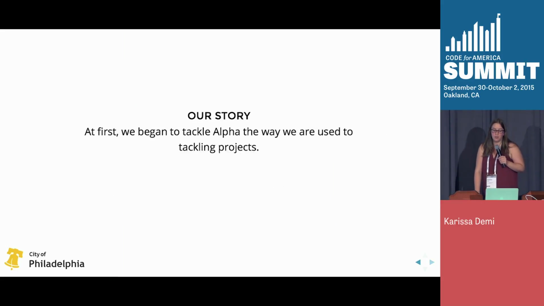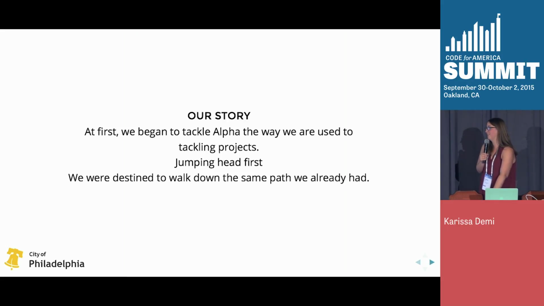So a little bit about how alpha.phila.gov came about. We sort of started to tackle projects the way that we are used to doing, and we would just kind of jump headfirst directly into the project. My images apparently aren't there. It was a guy jumping into a water, but he's not there, so ignore that. It just says jumping head first. That's the alt text, which you should definitely have on all of your images for when they don't show up, like right now.